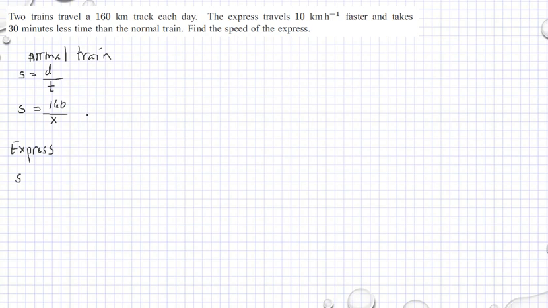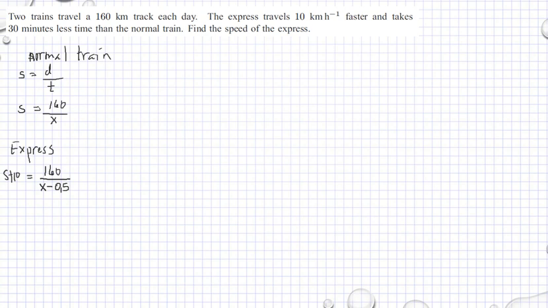Then the speed is equal to, it's the same distance, 160. I forgot to say the speed is 10 more. So S plus 10 here, divided by the time, which is less by 30 minutes, that is a half hour, to reach the destination. Okay?